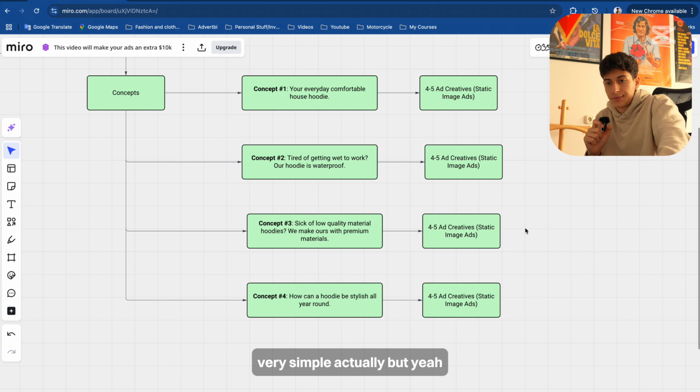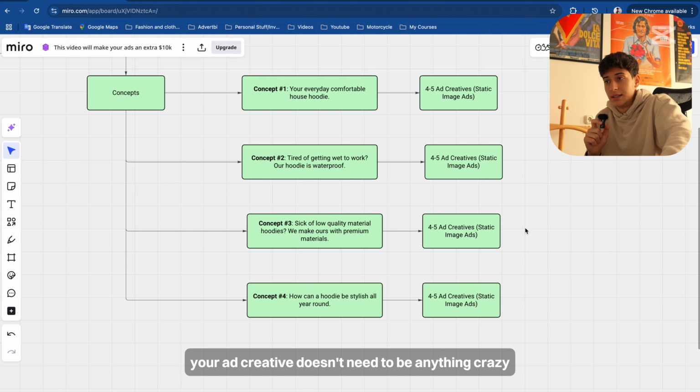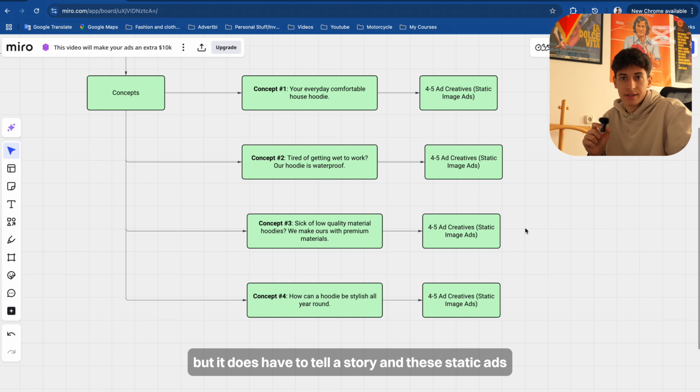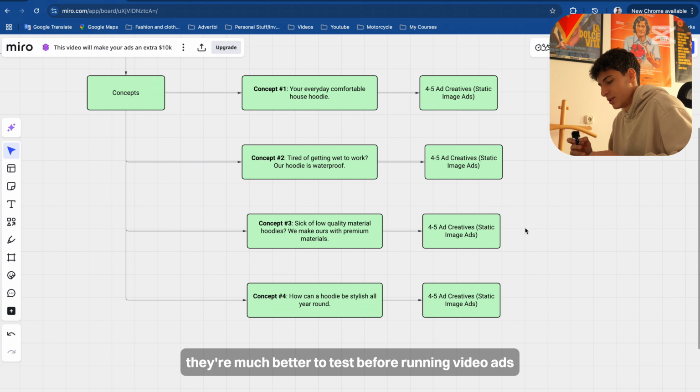But yeah, your ad creative doesn't need to be anything crazy. It doesn't have to be commercial level, but it does have to tell a story. And these static ads, they're much better to test before running video ads.